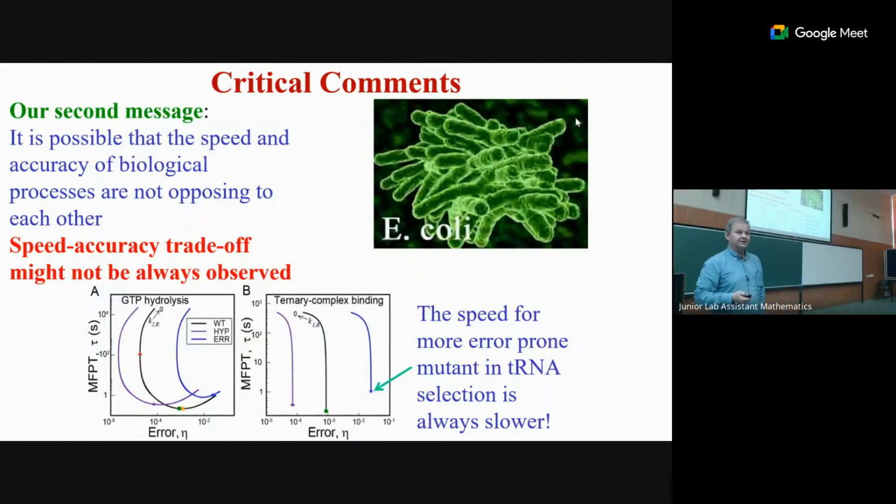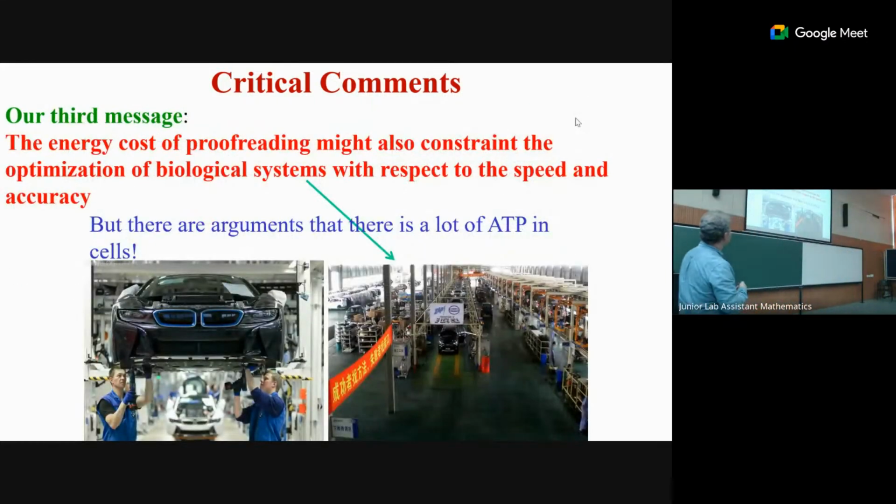Good, right? So let's come to the next message. Again, a BMW factory versus some Chinese car factory is a good example. The energy cost of proofreading might also be important, okay? So as long as you do it fast enough with tolerable accuracy, and as long as you don't pay much salary, that's okay. That's how nature wants to work. If you think about cost as money, here you really have to pay a lot of money to this guy.